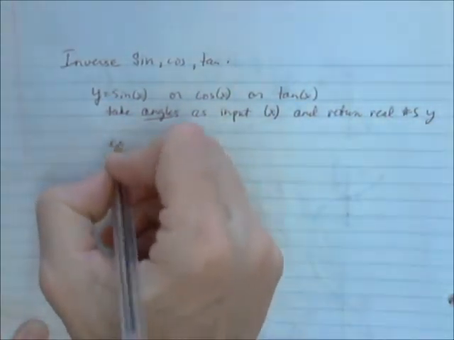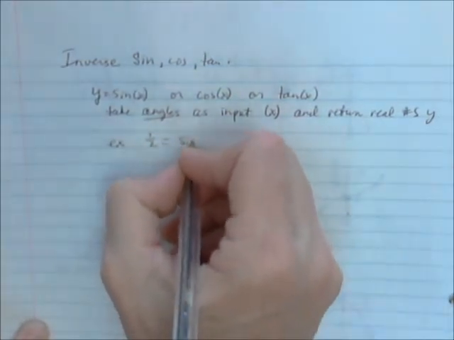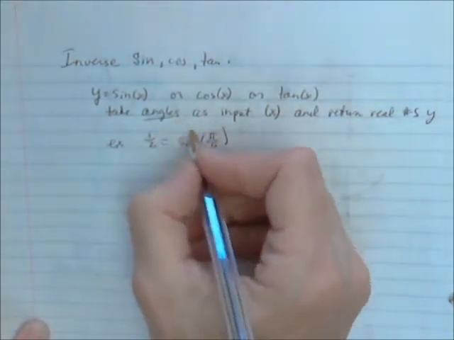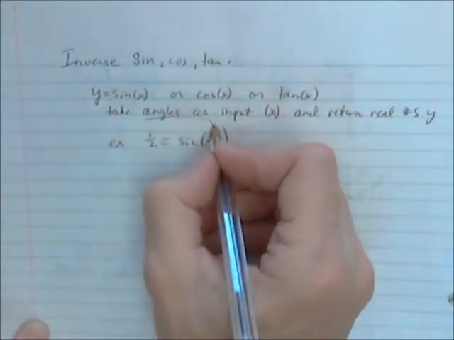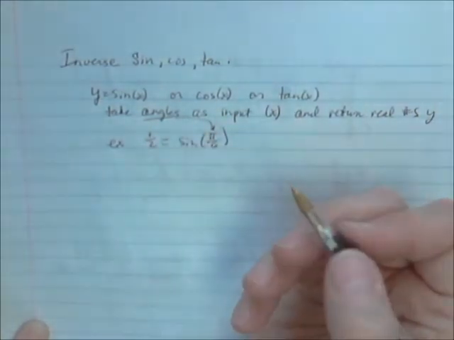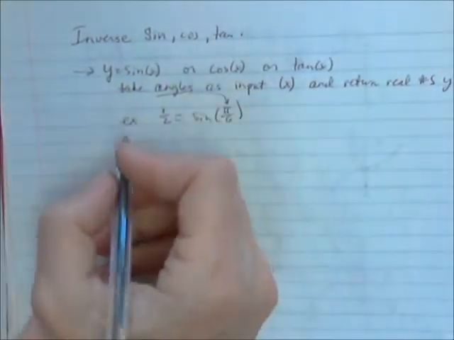For example, 1/2 is equal to the sine of pi over 6. All right, the input is the angle. The output is the 1/2, which is just a real number. Okay, so that's just the regular trig functions.